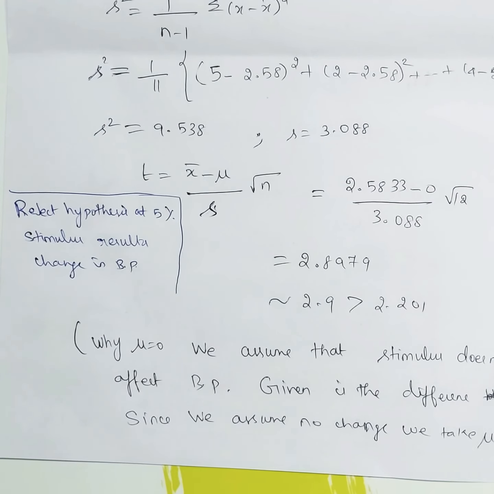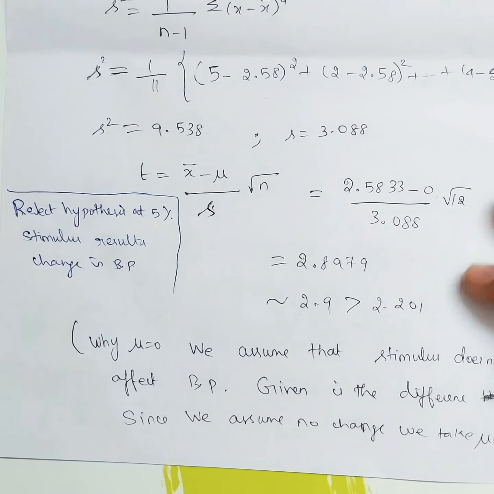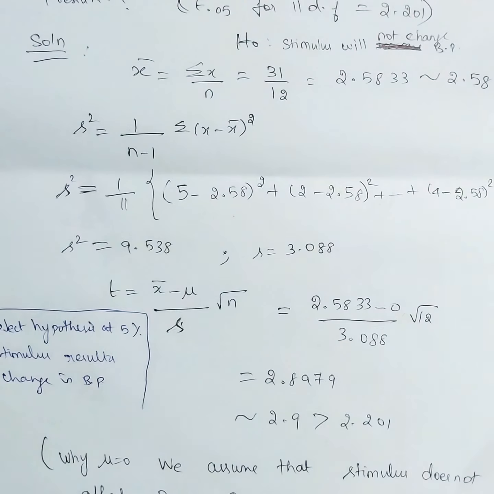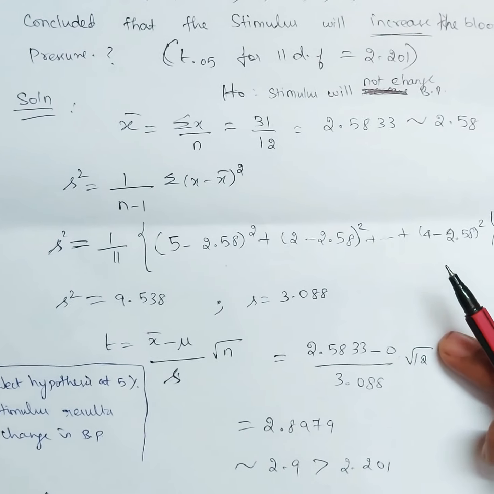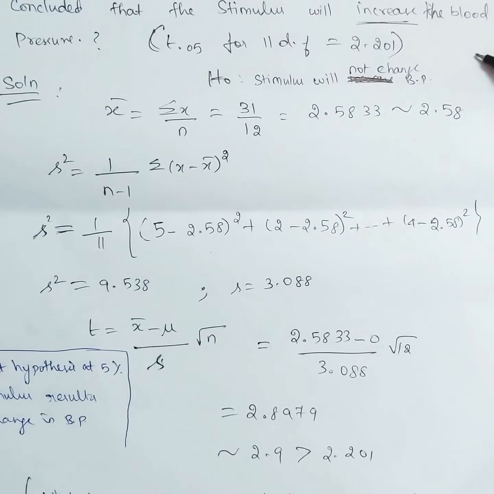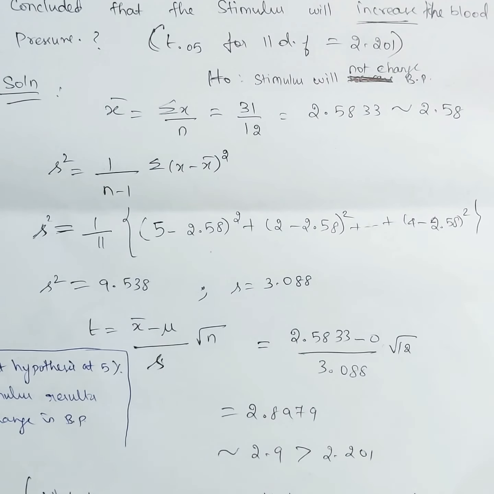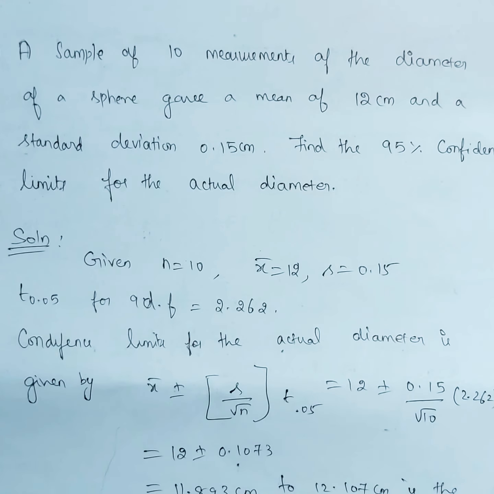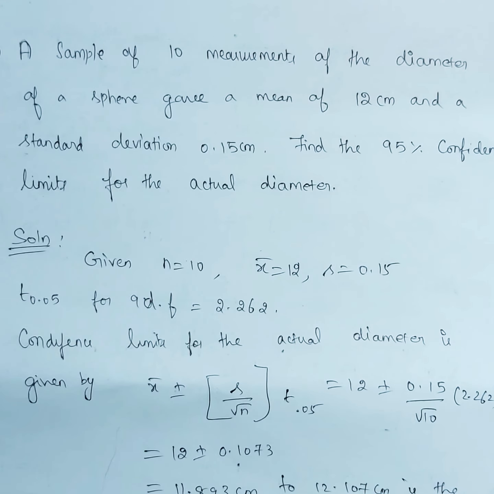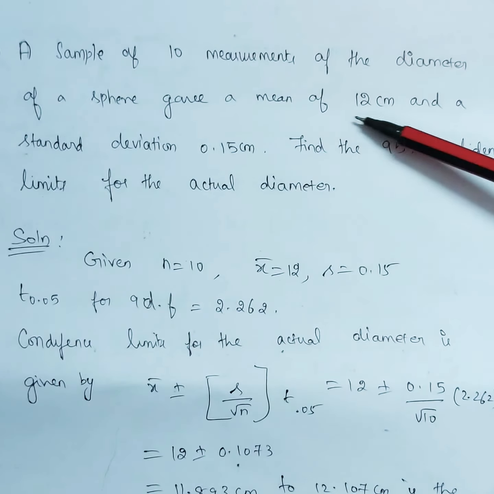And so in this problem, what is something different from the previous one? Mean mu is 0. So how did we get mean mu equal to 0? Because it's from the question. They have mentioned in the hypothesis there is no change. So no change means the difference that they have given, mean mu is 0. That's it.